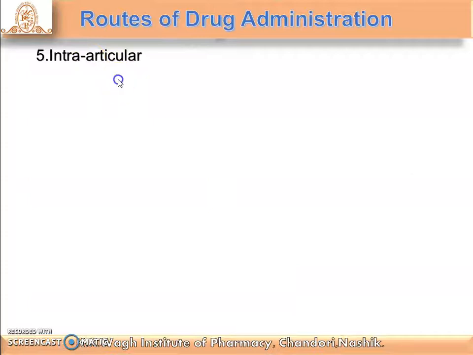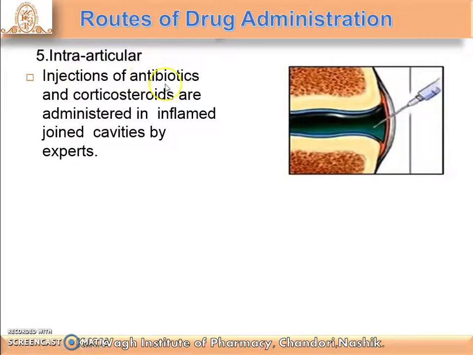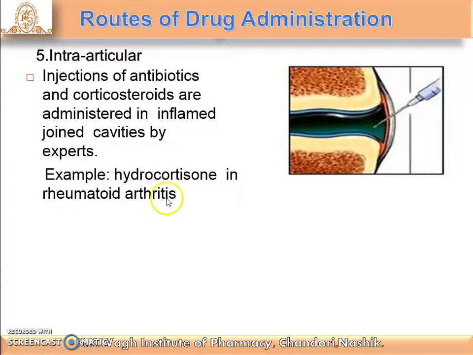Then intra-articular route. Injections of antibiotics and corticosteroids are administered in the inflamed joint cavity by an expert. This is the joint cavity. Between the joint cavity, these injections are given. Hydrocortisone in rheumatoid arthritis can be given by this route.